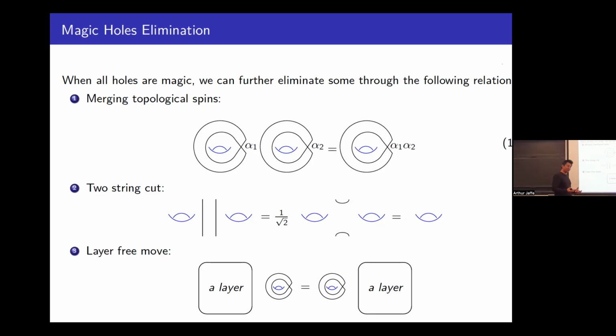Well, we have those magic holes. How do we eliminate magic holes? We want some more powerful relations to design better algorithms.